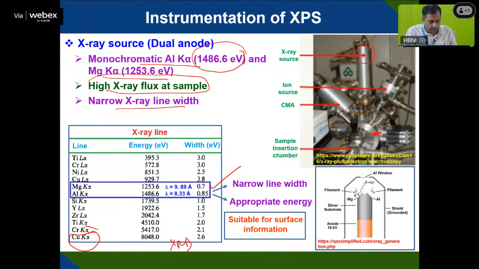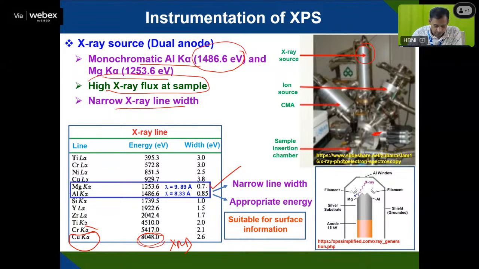If you see, this copper will not be used in case of XPS, but magnesium and aluminum are used. The first reason behind this is that X-ray photoelectron spectroscopy is an absorption technique. XRD is a scattering or diffraction technique, where the energy should be quite high, so that it will be diffracted from the top and on the surface. But in case of XPS, first of all, it's an absorption technique.